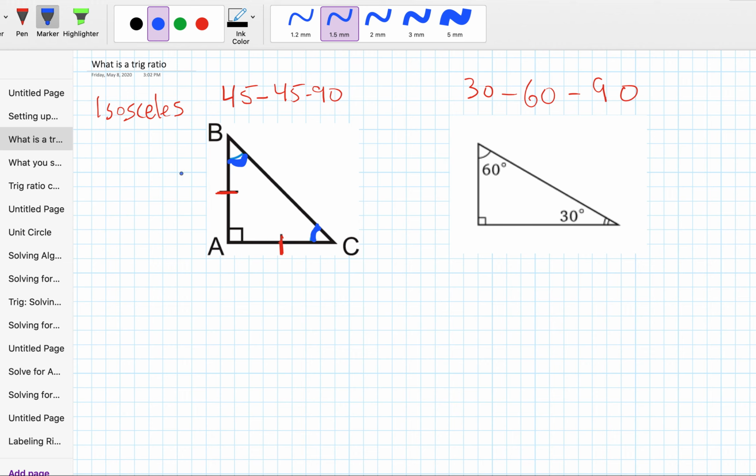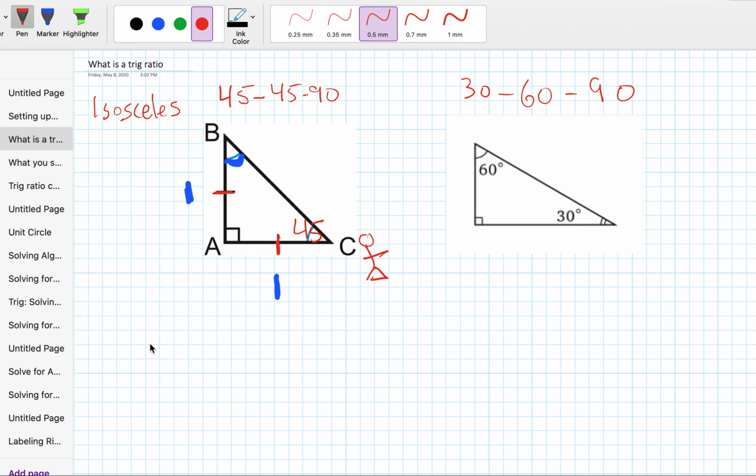So what we learned about this 45-45-90 is that it has a ratio of 1, 1, radical 2. And you can use the Pythagorean theorem to get that. 1 squared plus 1 squared equals the square root of 2 squared. And I want to focus just on the two easy numbers. So let's pretend that we use angle C as our reference angle.